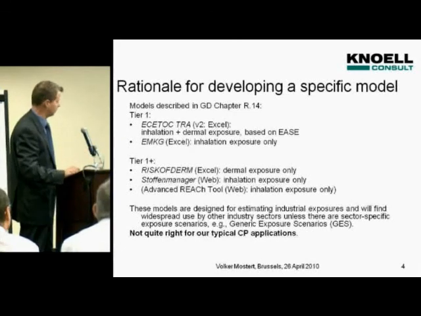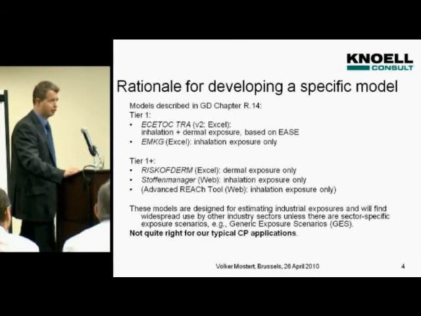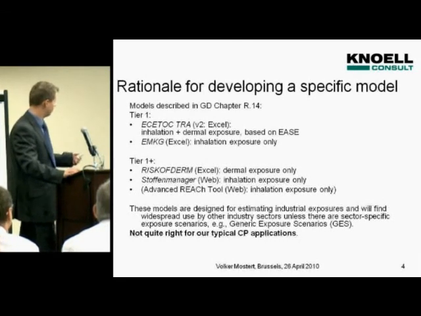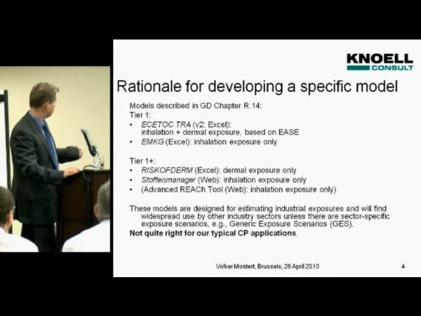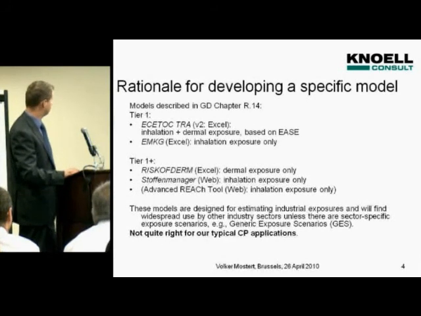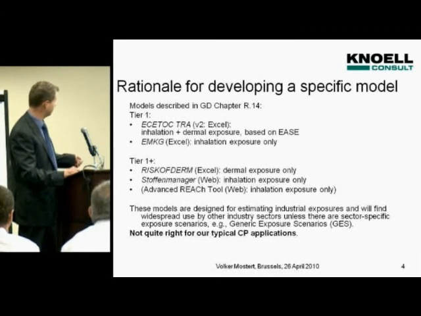Then we looked into what REACH, or the guidance to REACH, had to offer as far as human exposure models go. Very quickly, there are the tier 1 models: ECETOC TRA, that many people know, covers inhalation and dermal exposure and is based on EASE. Then there's a German model sponsored by the BAuA called EMKG. It's an Excel-based tool and covers inhalation exposure only. Then there are so-called tier 1 plus models: RISKOFDERM covers only dermal exposure. The Stoffenmanager is also a web-based tool and covers only inhalation exposure.